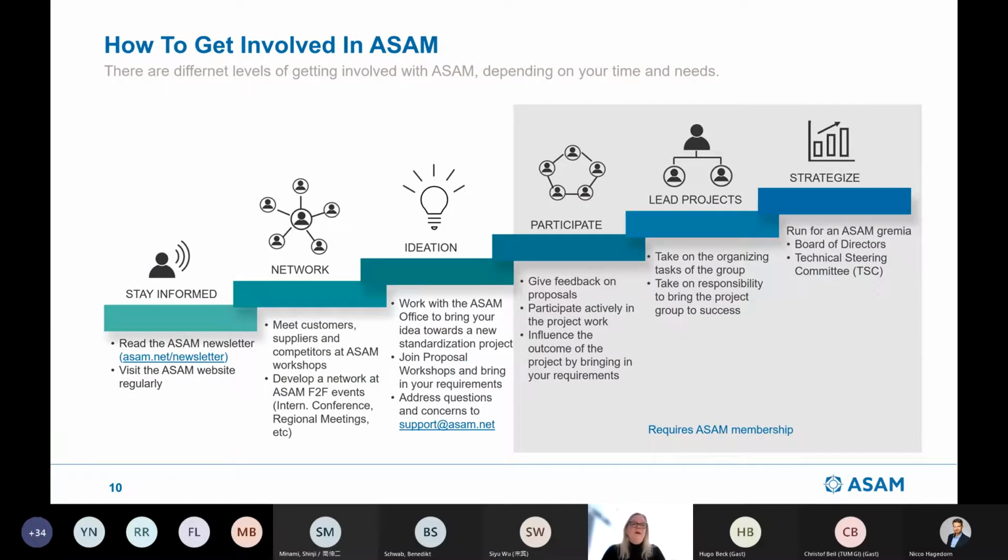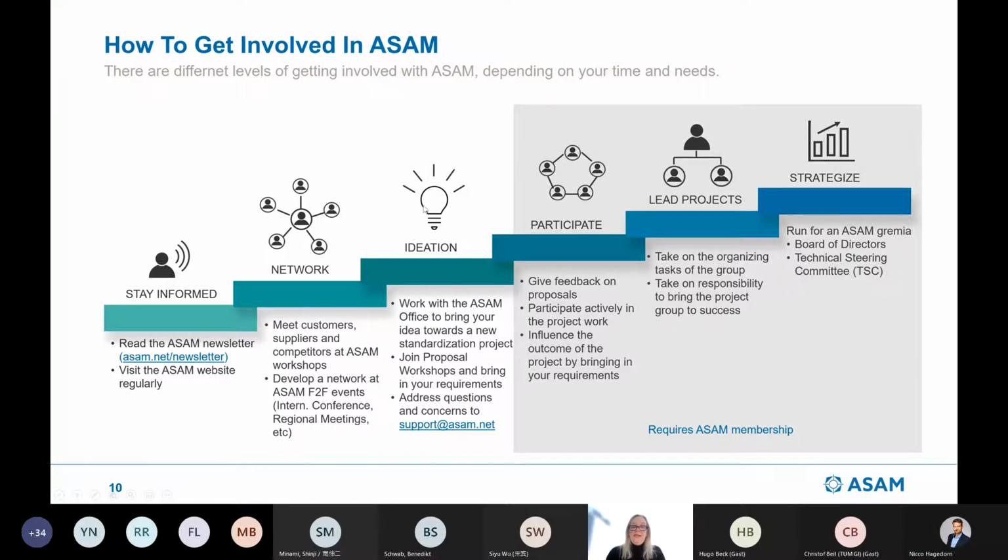And if you have not yet been involved in ASAM, this is a chart where you can see what you can do. On the left side, there are things you can do without an ASAM membership. And for some things, you need to become an ASAM member, here on the right. But the first thing I recommend, if you're interested in ASAM standards, in ASAM standardization, is to go to our website, check it out regularly, see if there are events coming up, check out our newsletter, read it, stay informed, but also network. If you come to our workshops, there will be experts that you can network with. Unfortunately, right now we cannot have any face-to-face meetings, but hopefully if this picks up, then really join us on site and see what's going on here at ASAM.